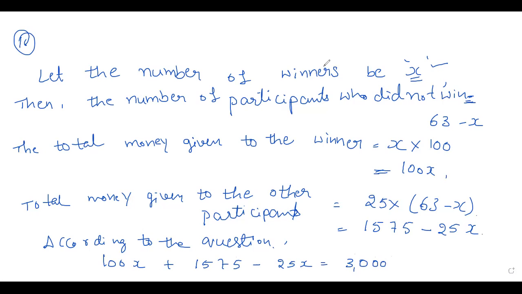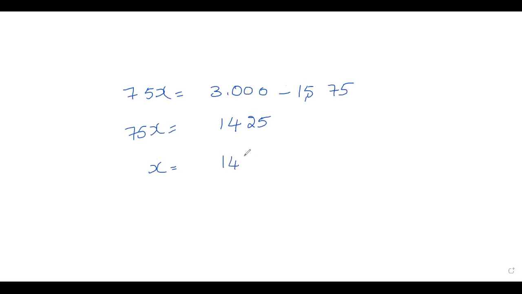Now 100x minus 25x, I will write 75x. Okay children, I am going to shift plus 1575 to the right side. It will become minus 1575. That is equal to, 75x is equal to 3000 minus 1575, that is equal to 1425. So x is equal to 1425 by 75.